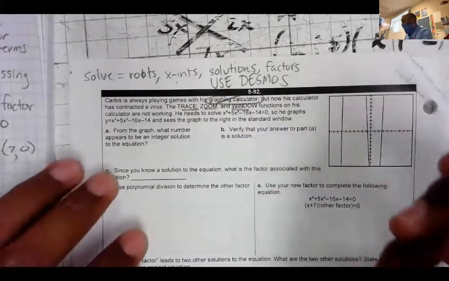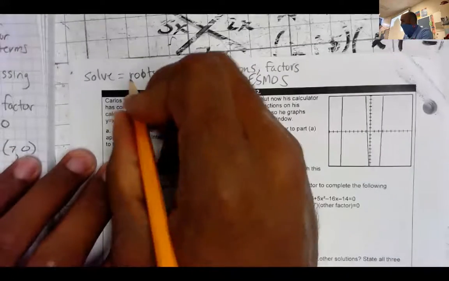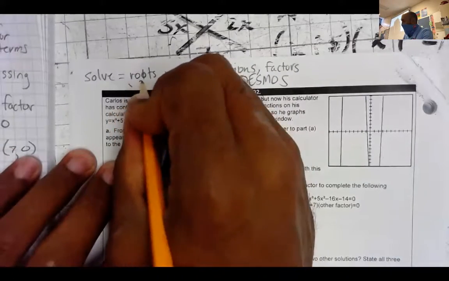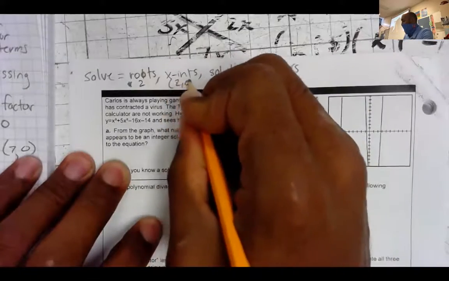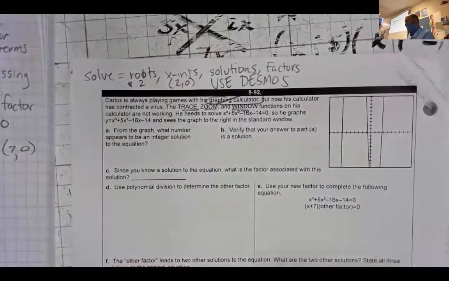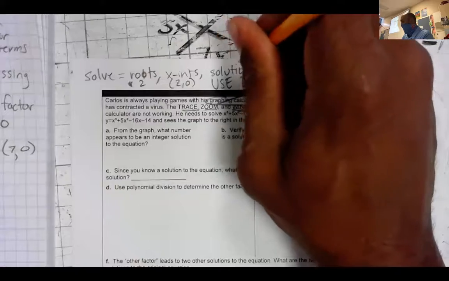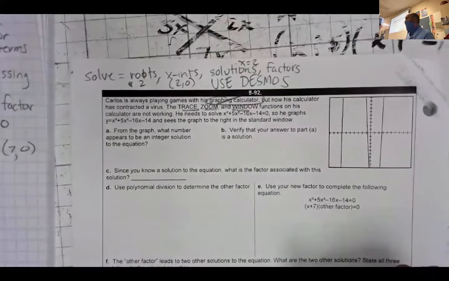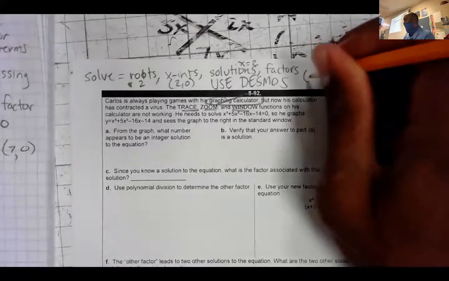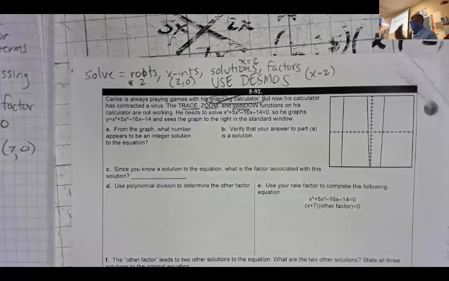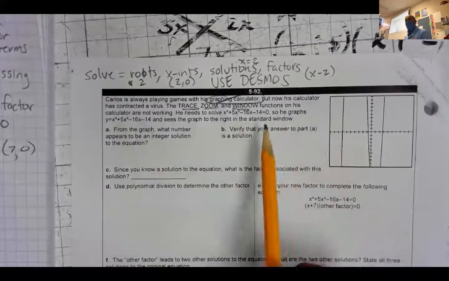So let's say my x-intercept is 2. A root would just be saying that the root is 2. The x-intercept would be (2, 0). A solution would be x equals 2. And the factor, what's the factor for 2? X minus 2. So you see how they're all like the same thing? They're just expressed differently, okay? So it's all asking about the same thing. And that's kind of the whole point of all this.